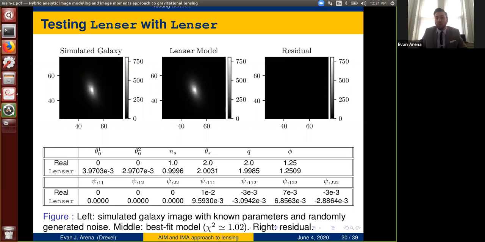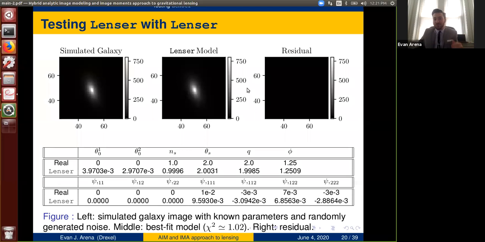You'll notice that I'm using the same grayscale limits so I can compare the residual with the original galaxy and the model. So looking at the residual plot, which looks like a perfect subtraction, looking at the chi-squared of 1.02 and inspecting this table of values comparing the input to reconstructed parameters, we can conclude that Lenser is robustly able to fit itself, and so is able to successfully measure flexion in an image.